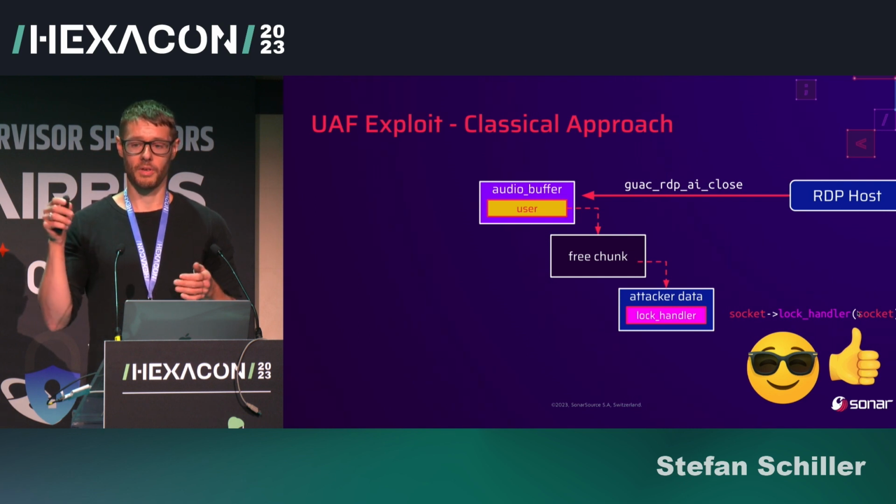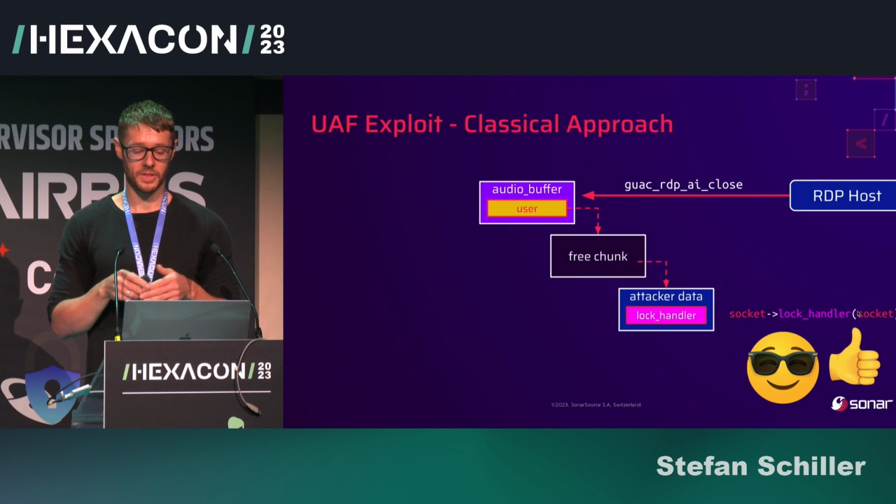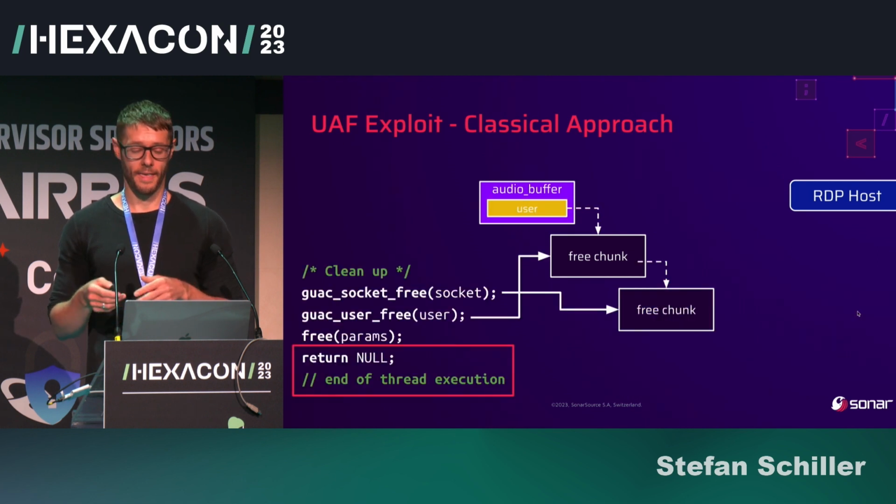Once the RDP server closes the audio channel, the user pointer in the audio buffer is referenced, the socket pointer in the user is referenced, and our lock handler is called. So theoretically, very easy. The lock handler function pointer here comes in very handy. But here is the first challenge.